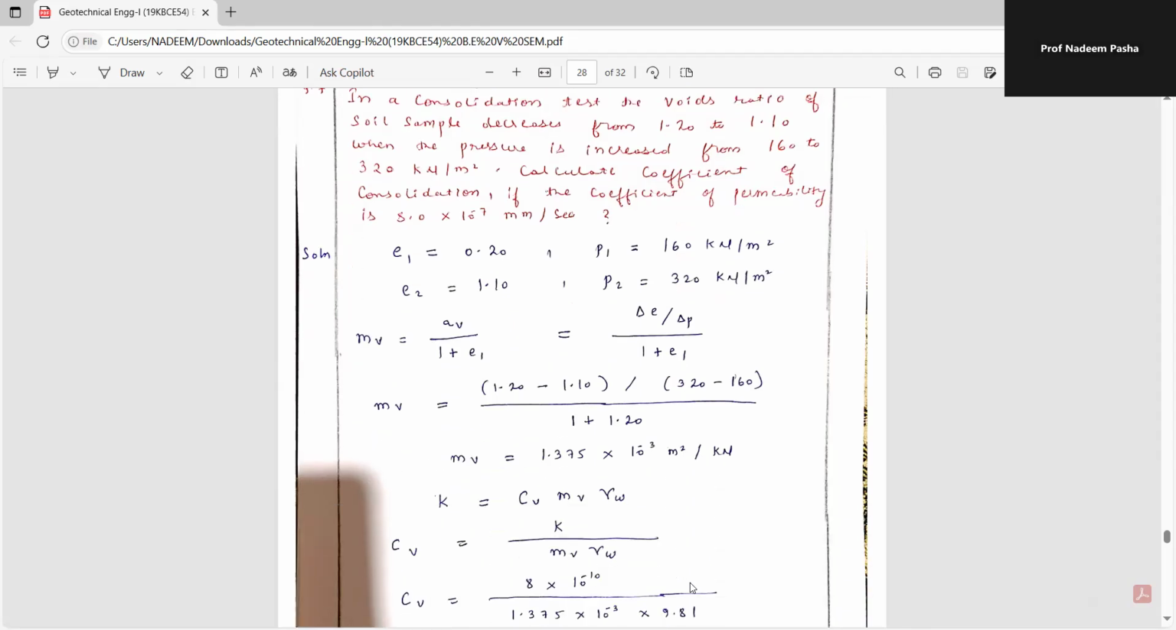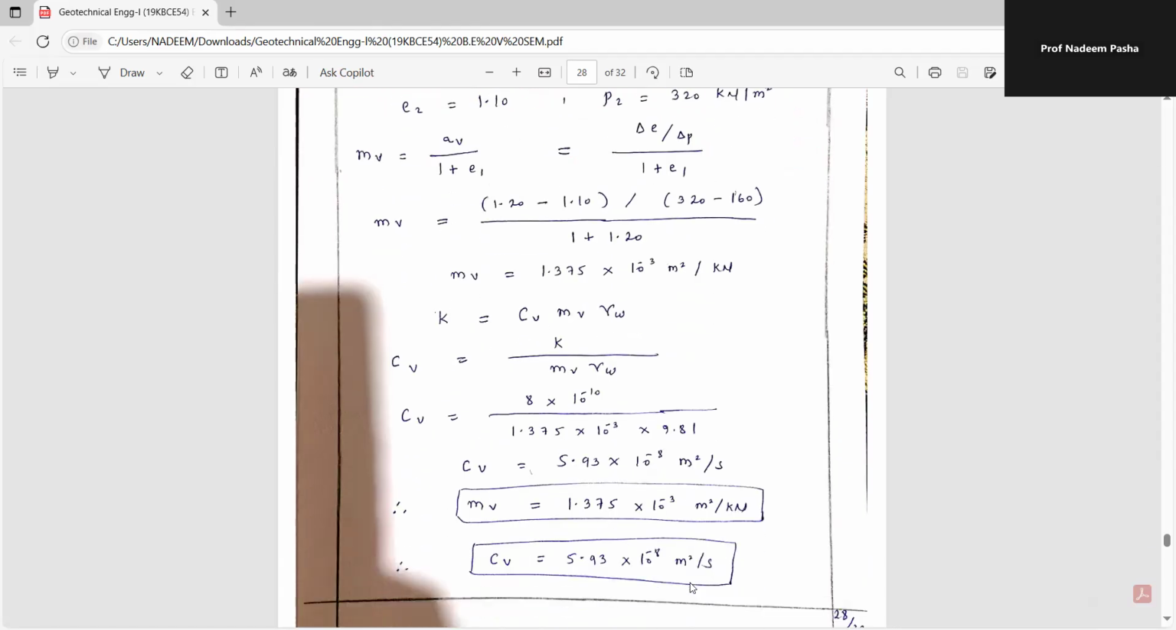So your K is equal to CV MV gamma W. So your CV is equal to K divided by MV into gamma W, or CV is equal to 8 into 10 raised to minus 10, divided by MV, 1.375 into 10 raised to minus 3 into 9.81. So your CV comes out to be 5.93 into 10 raised to minus 8 meters square per second. Therefore, MV is equal to 1.375 into 10 raised to minus 3 meters square per kilonewton, and CV is equal to 5.93 into 10 raised to minus 8 meters square per second.